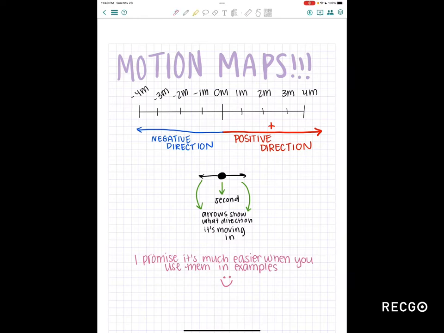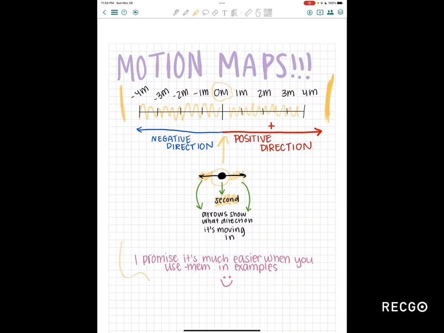So, right here, I just quickly drew an example of what a blank motion map would look like. You have your origin here. The numbers to the right of the origin are moving in a positive direction, and the ones to the left are moving in a negative direction. And here is what you will be placing on this motion map. And this represents a second. And these arrows indicate which way the object in motion is moving.